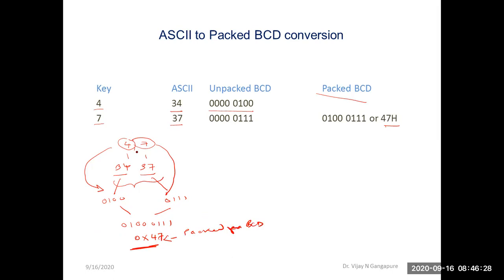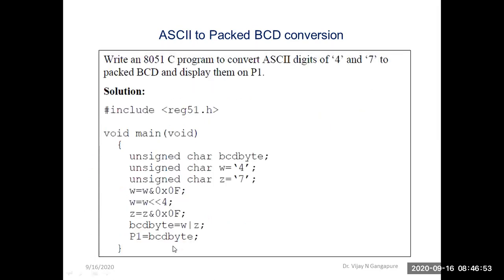Means when key number 4 and 7 are pressed, their ASCII codes 34 and 37 are available. We are assuming that the two ASCII codes 34 and 37 are available. What we have to do is produce the packed BCD number, that is 0x47. Got it? So this is the task, and for that a program is written.